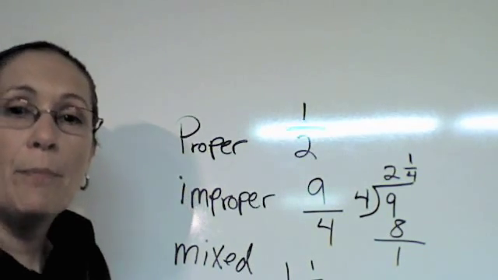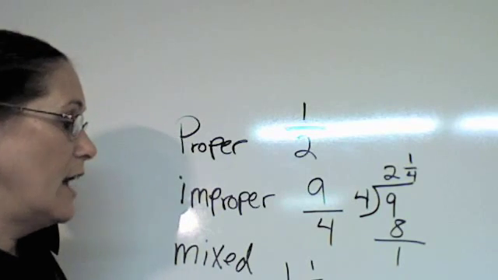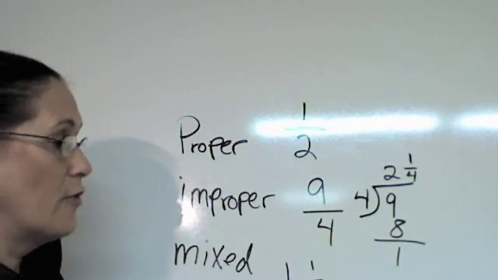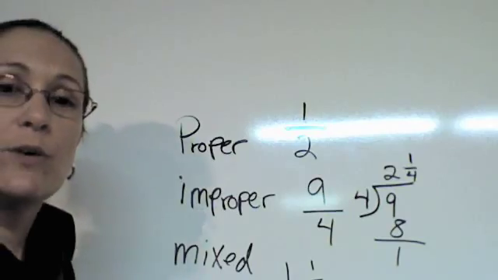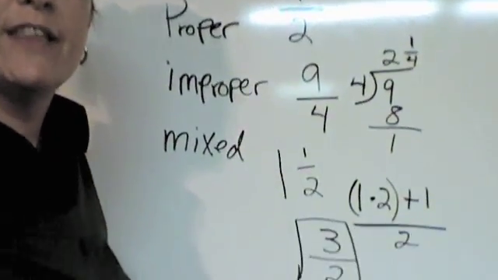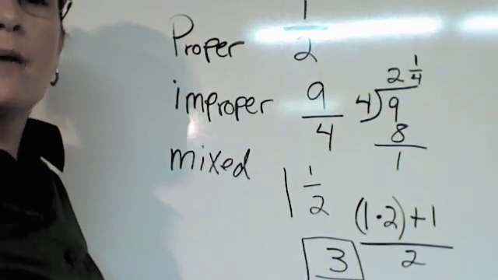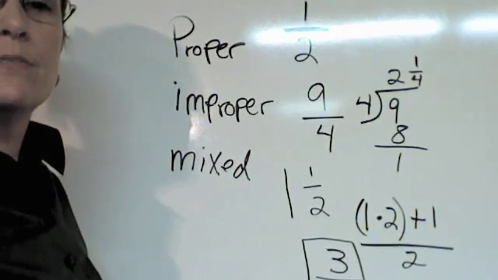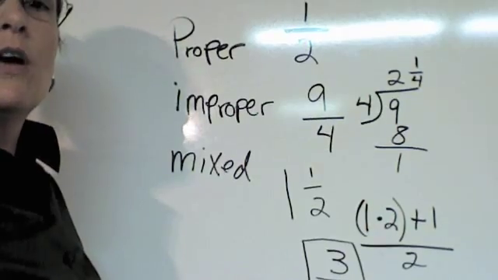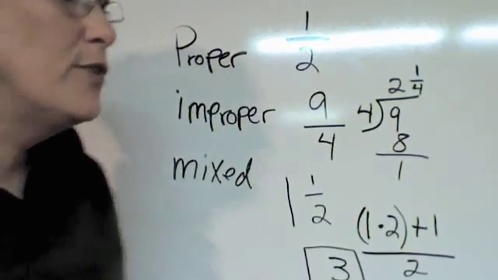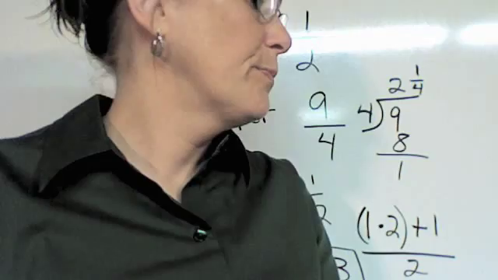3/2 is an improper fraction, but it's another way to write 1 and 1/2. And I realize now I'm completely off the screen. There we go. You can see the rest of my work there. 1 times 2 plus 1 over 2 gives me 3/2. That's just a little review on some fraction work.